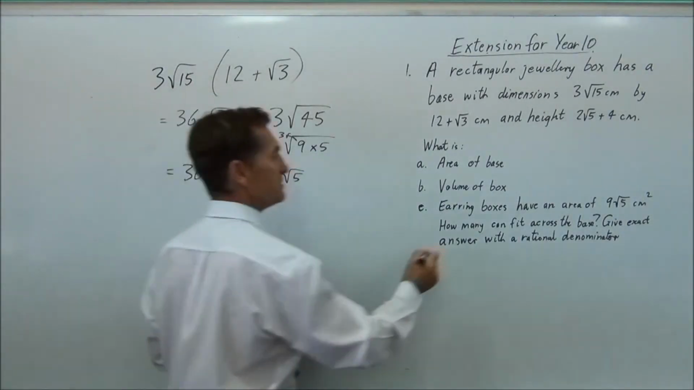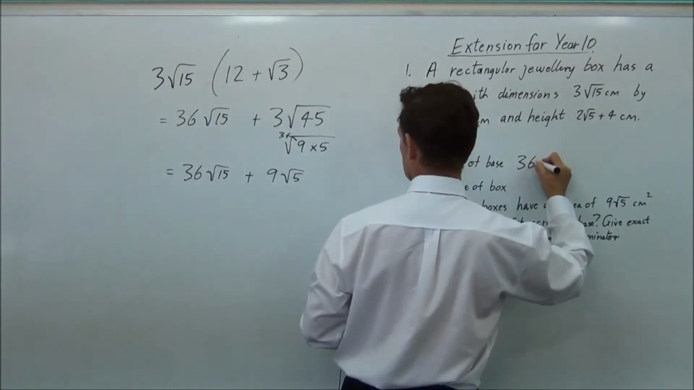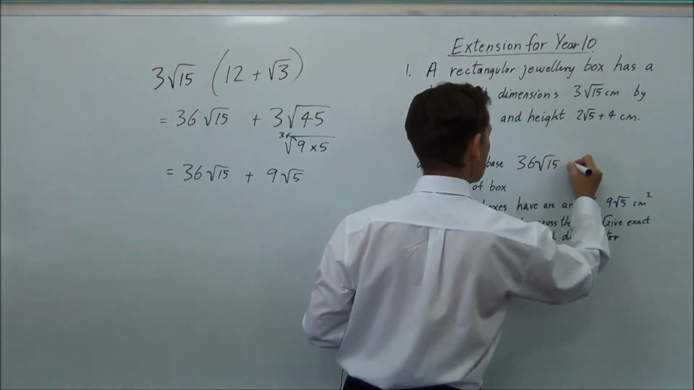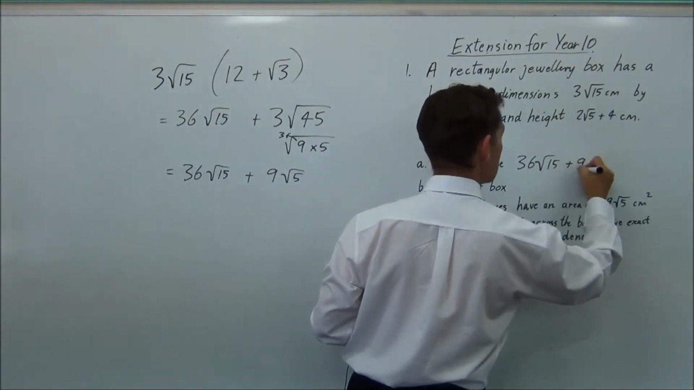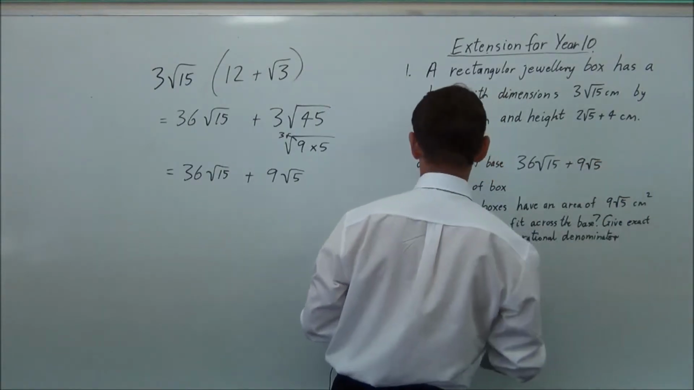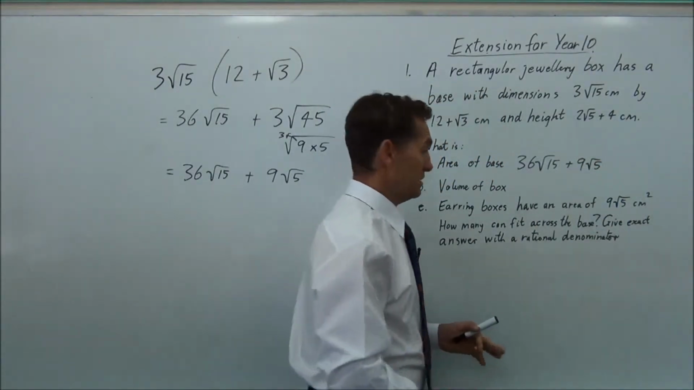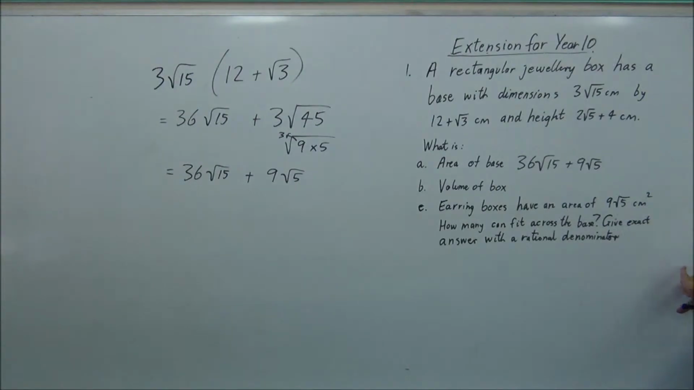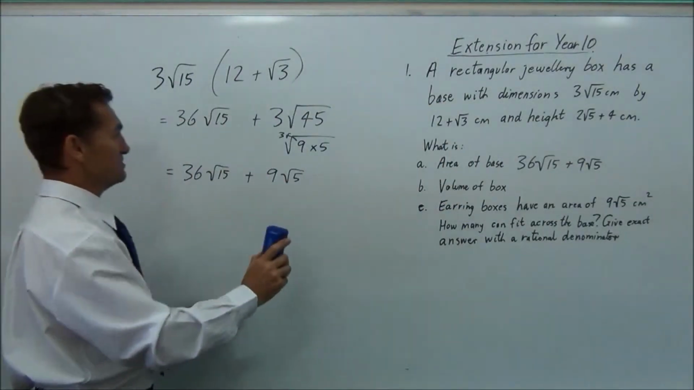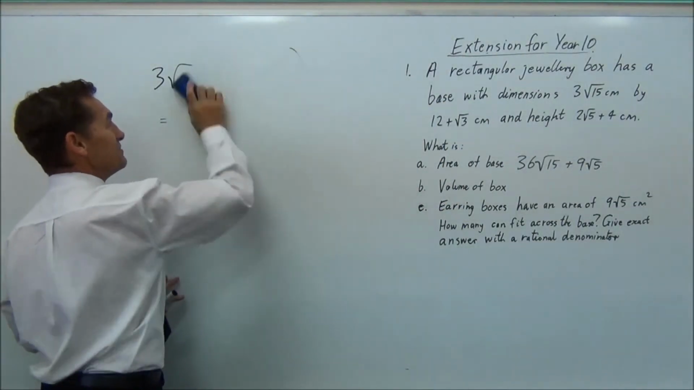So let's write that over there. So we've got 36 root 15 plus 9 root 5. Okay, and we've just got to stretch over here. Sorry about that. And grab the rubber.